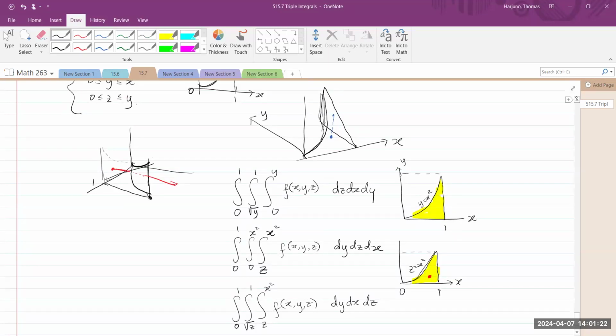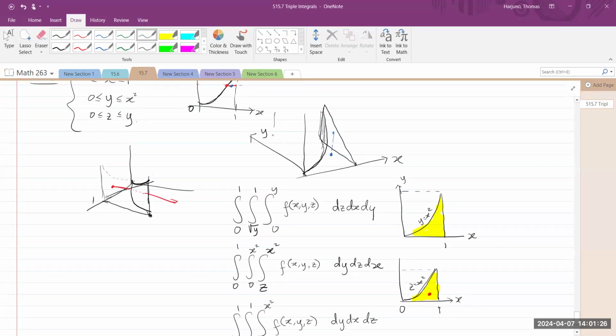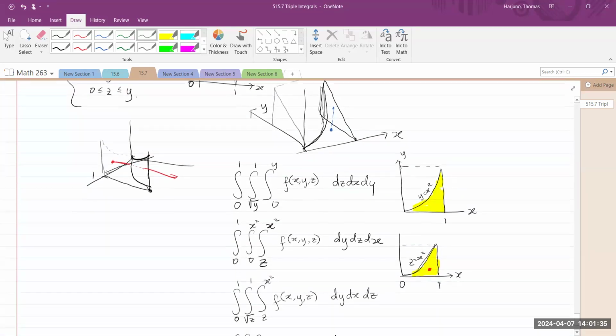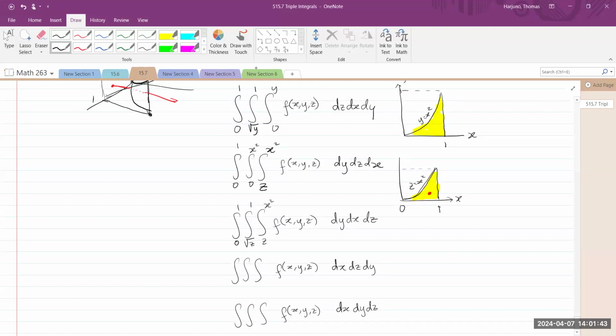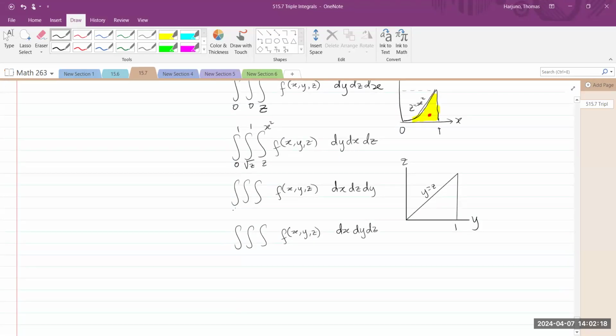When we project that to the YZ plane, it will be a triangle, right? It looks like this. That's what the shadow looks like. So on the YZ plane, it looks like this. The y is from 0 to 1, and then it goes up to y equals z. So the y will be from 0 to 1, and then the z will be from 0 to y.